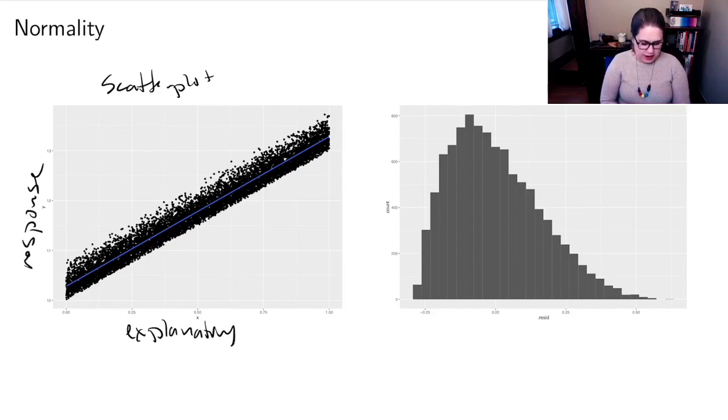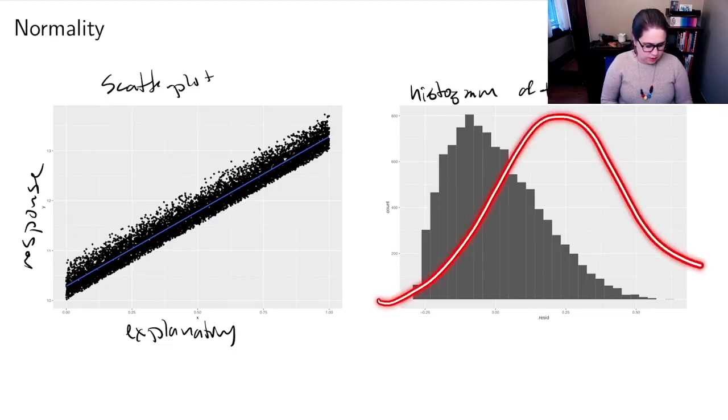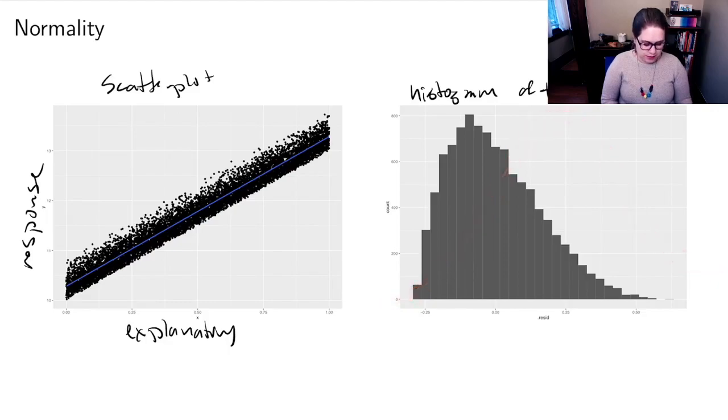And this is not normal. You can sort of see it because there's more data down here and it's more sparse up here, but it's pretty hard to tell if your data is normal from a scatter plot. So the easier way to tell is from a histogram of the residuals. So what you would like to see is a nice normal distribution, a nice symmetric bell-shaped distribution like that.